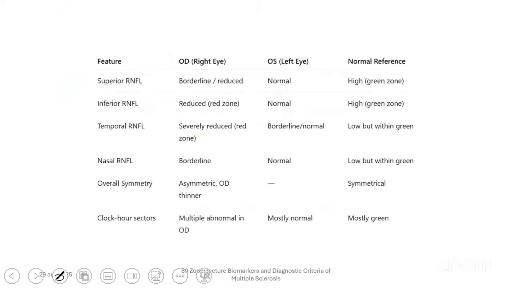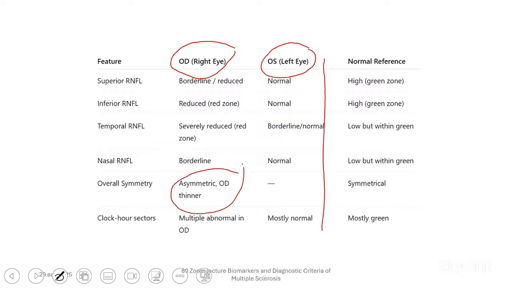So the RNFL thickness, you can tabulate like this and judge. The left eye is OS and the right eye is OD. And see, these are the normal ones, whole. But in the right eye, the superior reduced, inferior reduced, temporal severely reduced, nasal borderline, overall symmetry asymmetric, right? Clock hour sectors, multiple abnormalities.